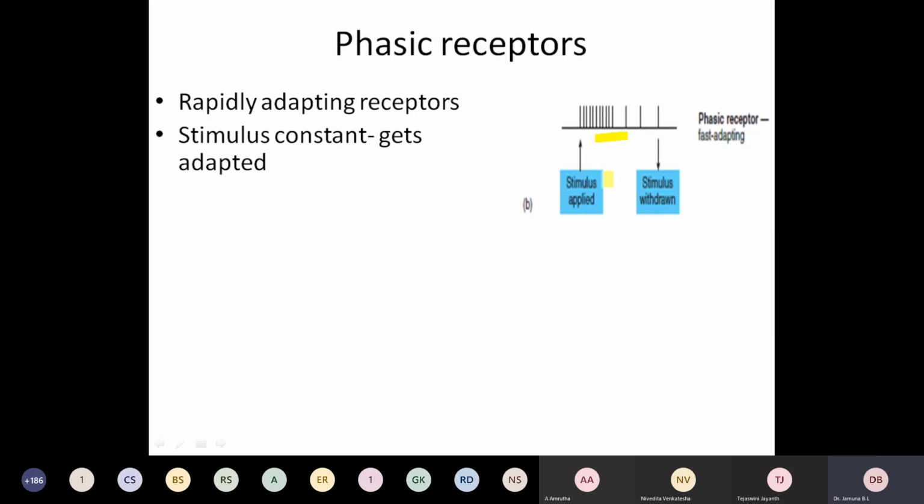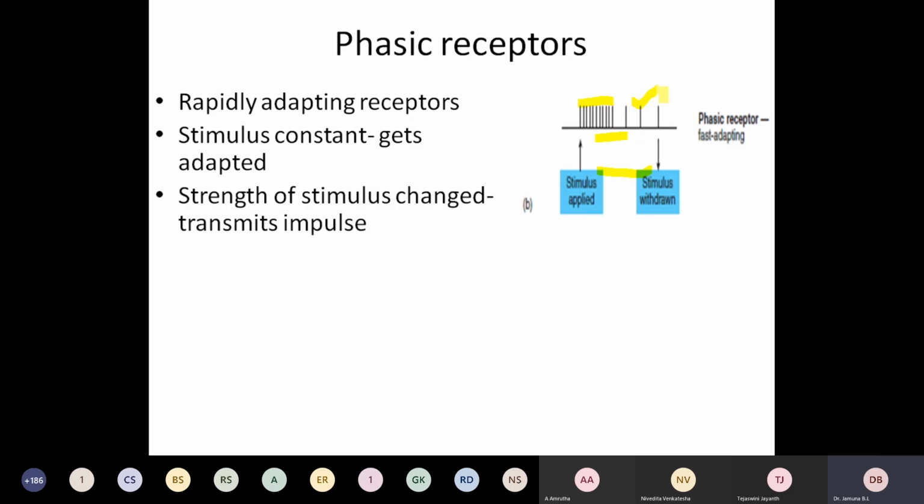Between the start of the stimulus and the ending of the stimulus, if you observe, initially the number of action potentials generated is more. Later, if it thinks there is no harm in stimulating these receptors, then the number of signals reaching the center decreases. So these are the fast adapting receptors.